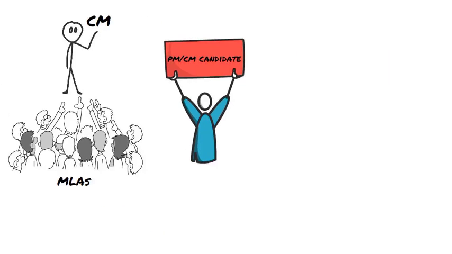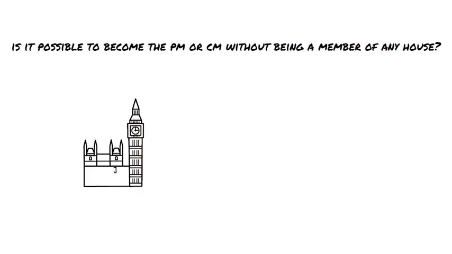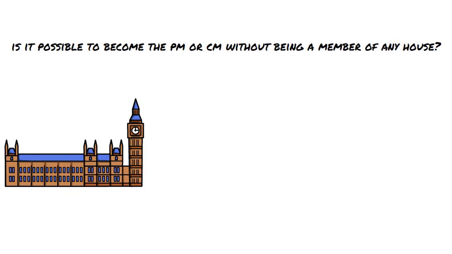This is usually done if the candidate chosen by the party enjoys significant public popularity, which helps them to perform better in the elections. Is it possible to become the PM or CM without being a member of any house? Yes, any eligible citizen of India can become the Prime Minister or the Chief Minister without being a member of the Parliament or the State Assembly.